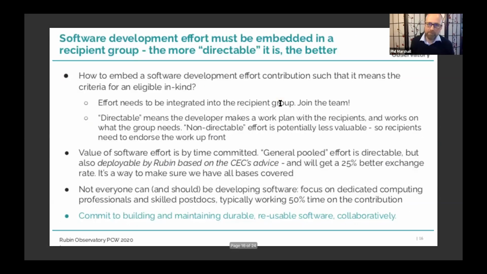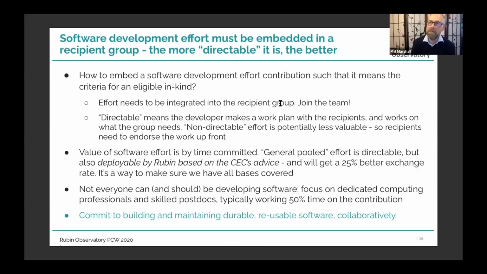All right, so next type of contribution, software development. CEC put a lot of thought into how to handle software development. This is effort applied either in one of the Rubin Observatory teams or, much more commonly, in one of the science collaborations. So the question is how to embed software development effort such that it meets the criteria for an eligible in-kind, how to make sure that it adds value, that it expands the resources available to the US science community. Basically, we need that software development effort to be integrated into the recipient group, which is to say we're looking for your software developers to join the team and be an active part of it.